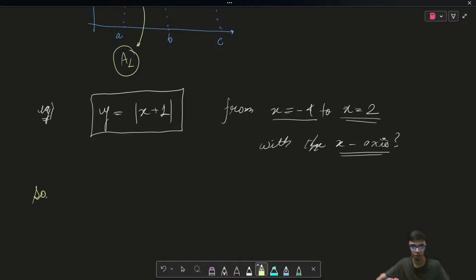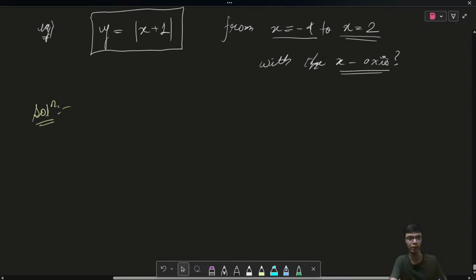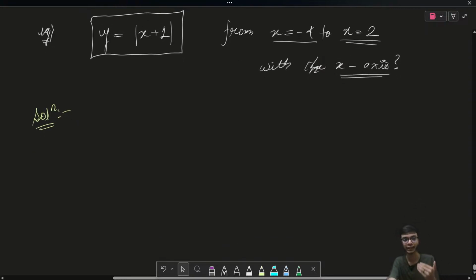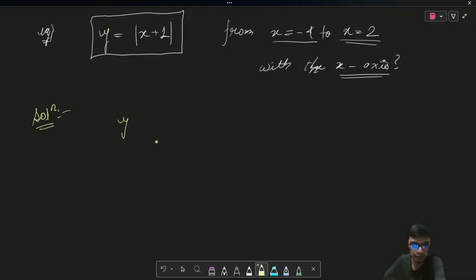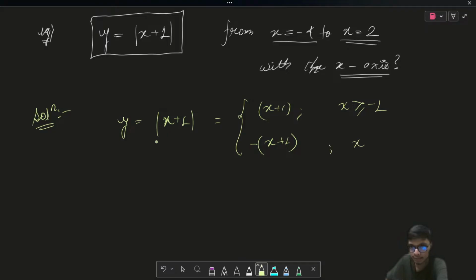So before we start to solve this question, we have to first know how we can plot the curve of this particular function. Right. So if you look over here, it is a simple modulus function. So I'm going to use the results that we have already studied in our initial chapters of functions, right? So in functions, mod of x plus 1 can be given as x plus 1 for x greater than or equal to minus 1, and it is negative of x plus 1 if x is less than minus 1, right? So I hope you know how to get these results. This is a simple modulus function, right?